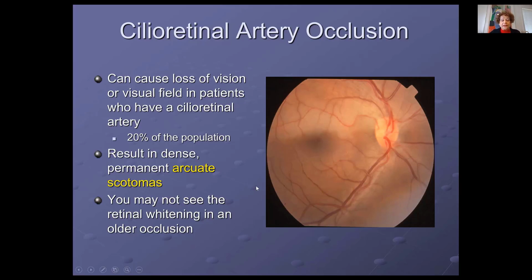As I said before, you may not see the retinal whitening in an older occlusion. So then you might need to do an OCT in this area to look for thinning of the RNFL, which may occur a couple of months later, or many practitioners will refer the patient for fluorescein angiography. But in a glaucoma suspect, you might miss this. However, this dense defect will be stable. It will not progress over the years. And that's a difference with glaucomatous field loss, which will progress, especially if it's not controlled.